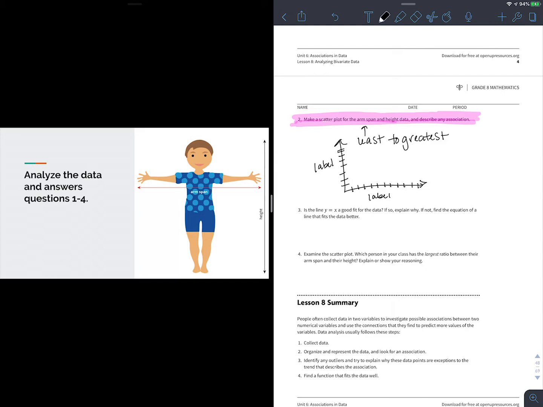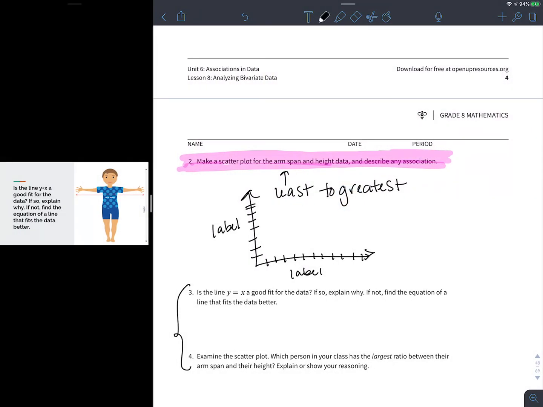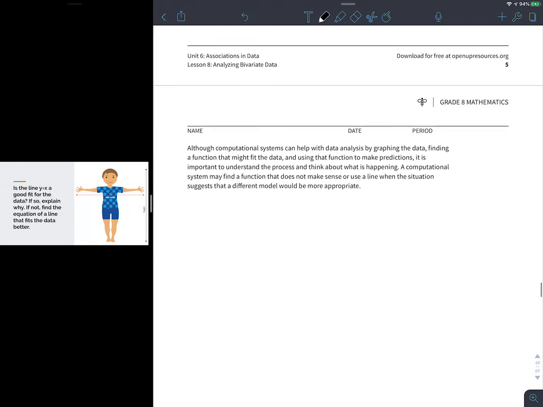Once you have that scatter plot created, you're going to go ahead and answer questions 3 and 4. And then that's what's really going to allow you to analyze all of the data. Okay, so go ahead and start working on that. And then I'm going to go ahead and pull open mine that I drew.